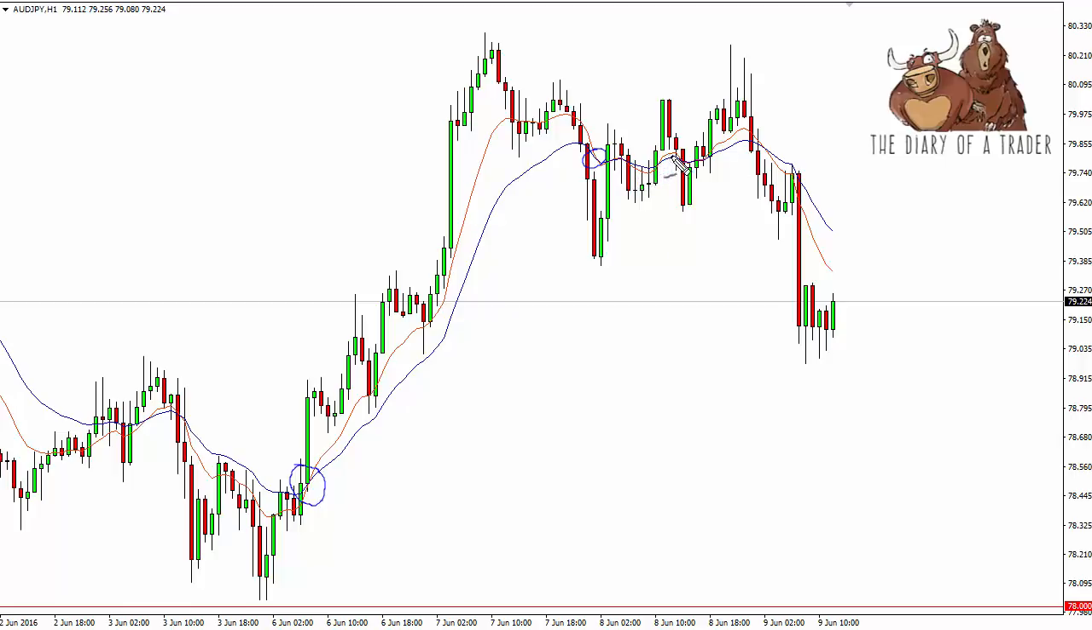But on the other hand, it chops around and you get a couple crosses here that would have at best been break even, probably cost you a few pips here and there. But now we're in a move that seems to be pretty profitable, at least so far. So that's one example of systematic trading. The signal happens and you just take the trade, period.